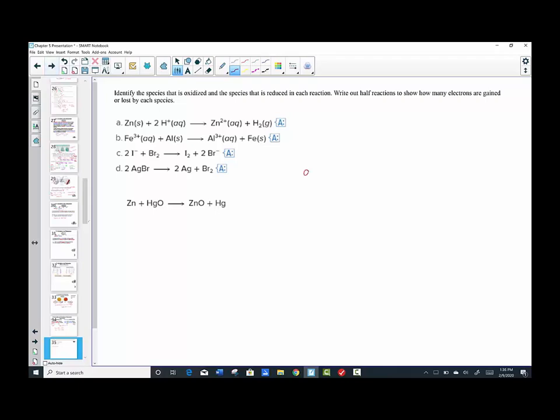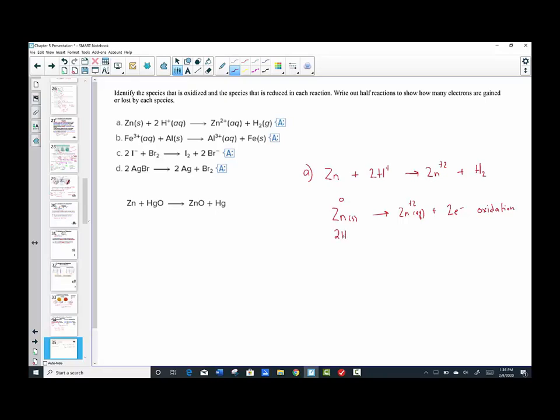Okay, so let's come back. I'll just start with letter A. The element zinc reacts with 2 ions of hydrogen to form the zinc +2 ion and hydrogen gas. So let's pull out the 2 half reactions. Zinc is starting as a solid and going into the aqueous ion of +2. So starting with no charge and going to a +2 charge is a loss of electrons. This is oxidation, becoming more positive.